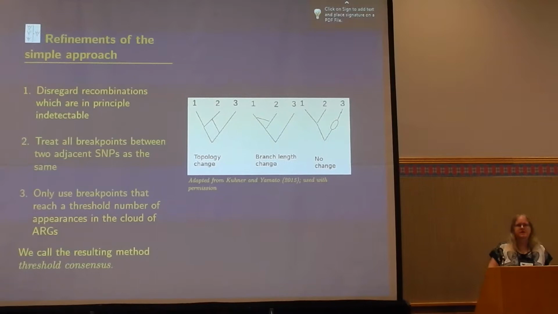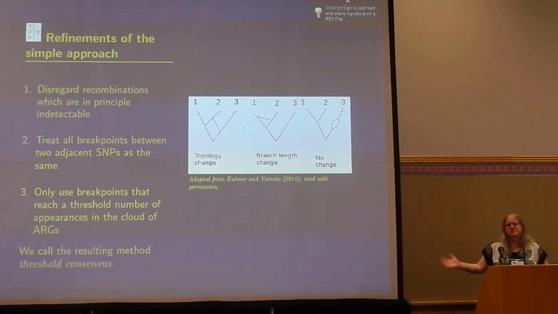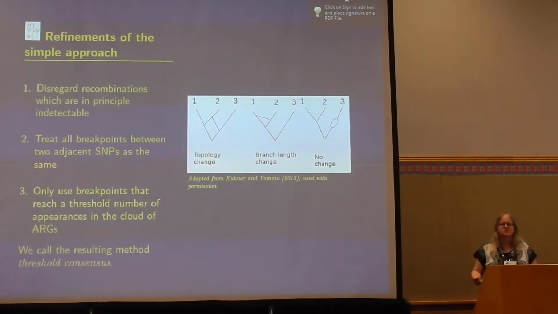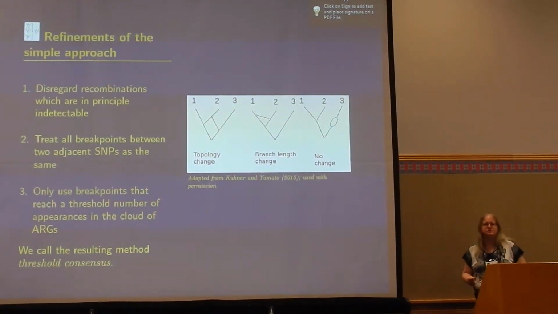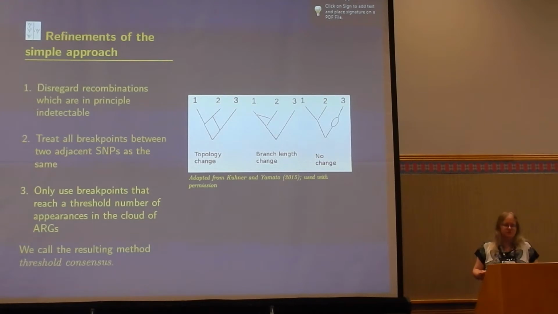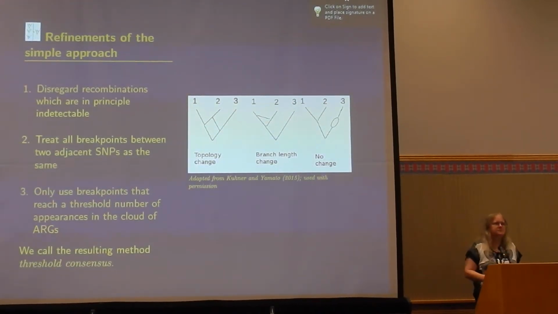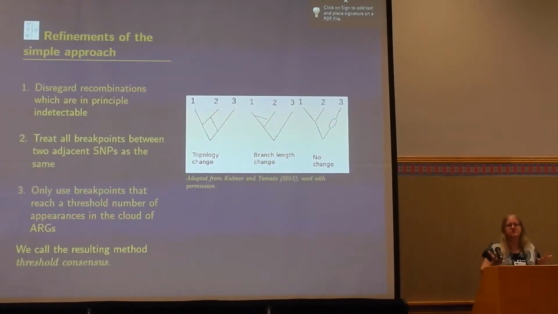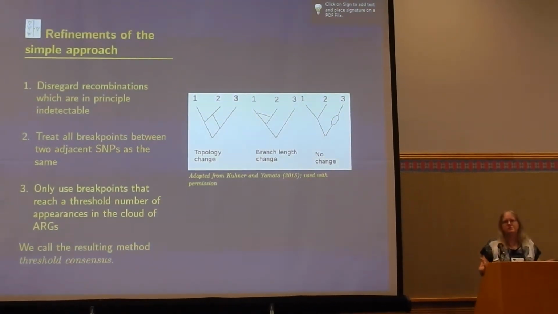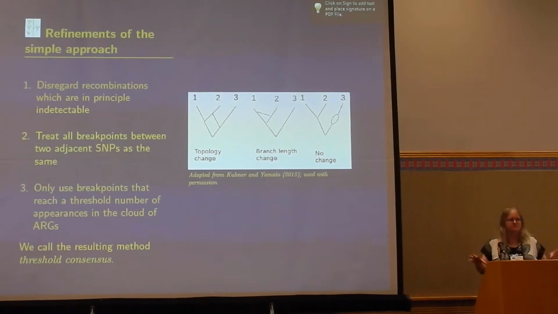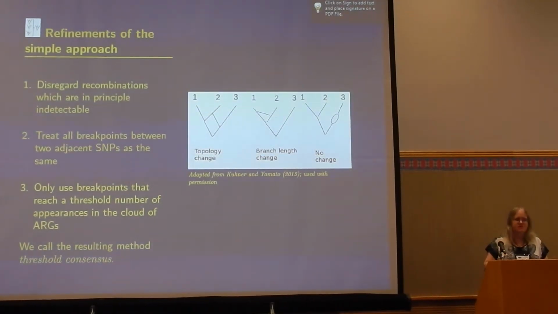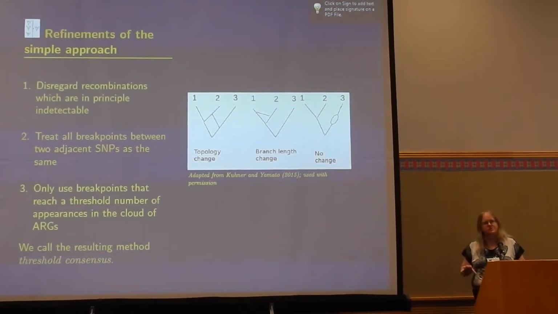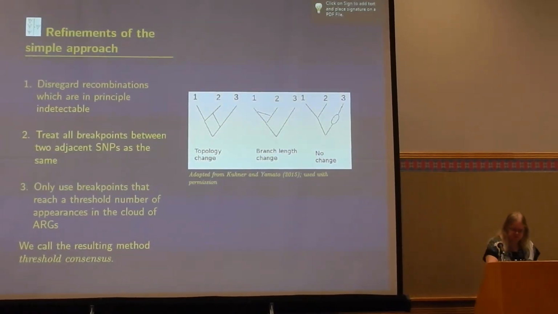And that helped some. The third innovation is to say, I've got this huge cloud of ARGs. If I saw a recombination in a particular place in just one of them, I don't think I want to incorporate that into my consensus. It's not very well founded. So I'm going to use a threshold. I'm going to say that a breakpoint in a particular region only gets into the consensus if it reaches some threshold value. And that will again help restrain the infinite growth of the number of recombination breakpoints in my consensus tree. That's the key one, and I call the method threshold consensus because of it.